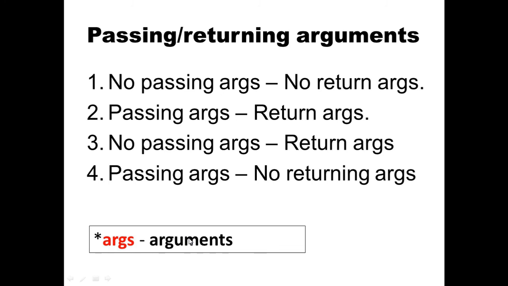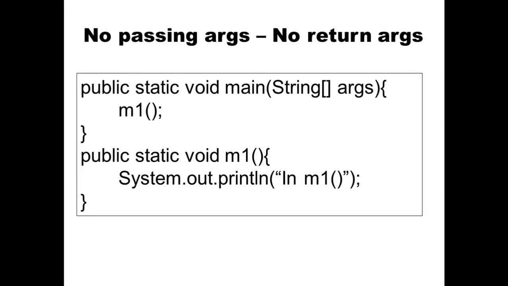So see here, now you will get some clarity. No passing argument, no returning argument. What does it mean? From the main method we are calling a method m1, and here we are not passing any argument. We are not giving any argument and we are not returning anything either. So no return here. So the return type will be void for this particular method. Okay, move to the next one.